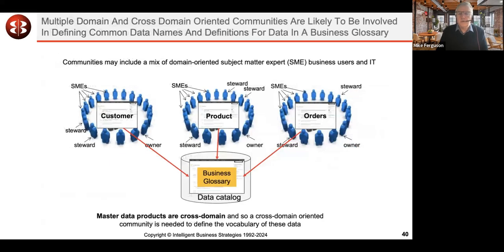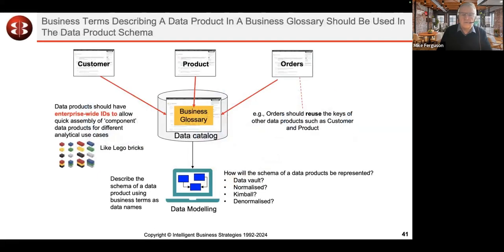But we need to get subject matter experts who understand that customer data, those product data, those order data to connect, if you like, and complete the business glossary to give me all the attributes that describe a customer or describe an order or describe a product. And we want enterprise-wide identifiers here, but the whole point is that we can get virtual communities of subject matter experts around the business who are intimately familiar with that kind of data to complete the definition of the terms used to describe these data products. Once we've got that, you can then use those business data names for those data products in a modeling tool to create a schema for the data product.